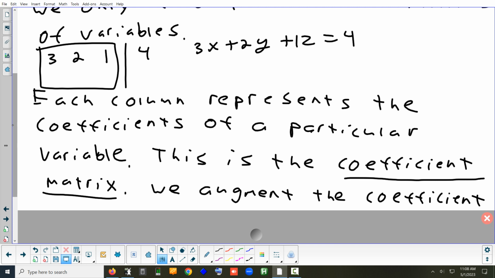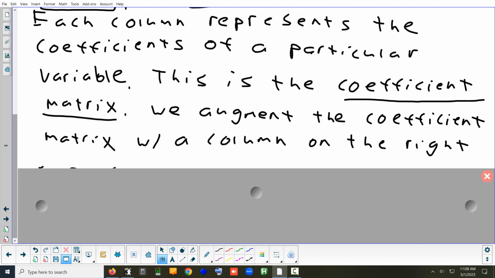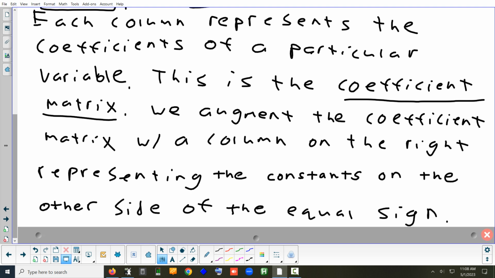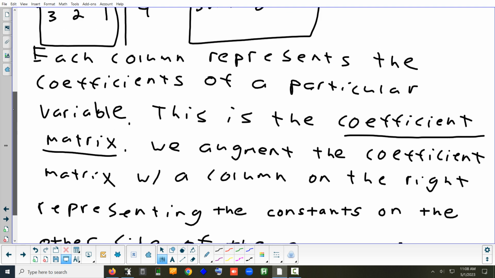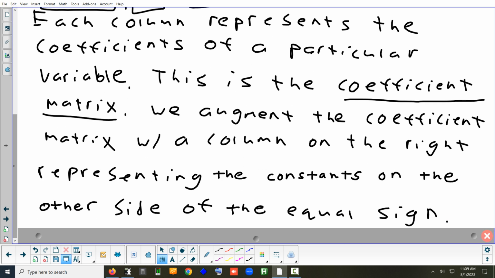But if all you do is write down your coefficients, all you've done is write down the numbers on this side. You need to add on to that, or what we call augment, the coefficient matrix with a column that represents the numbers that come on the other side of the equal sign. And that's what this is. It's a column that we add on, but we separate it with a vertical line. We remember, okay, that's the other side of the equation. And that represents the number that was on the other side.